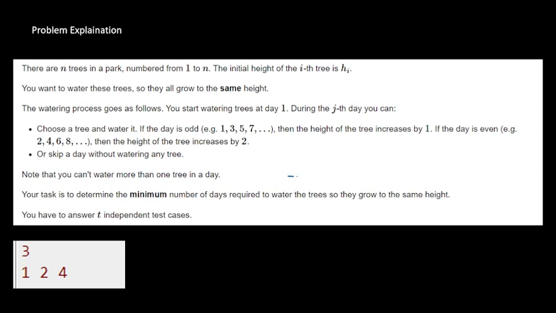So we have some trees, and we are given the height array of those trees, and there are days where we can water a tree. On odd days, you're only allowed to pick up a single tree. If you pick up that tree and water it, the height of the tree will be incremented by 1, and if it's an even day, it will be incremented by 2. You're also allowed to skip a day.